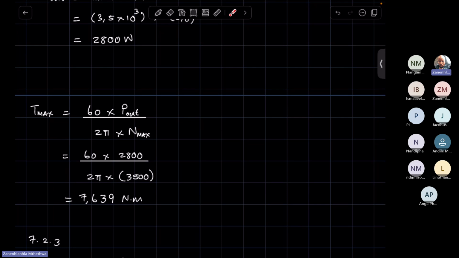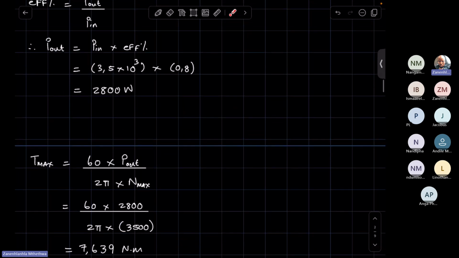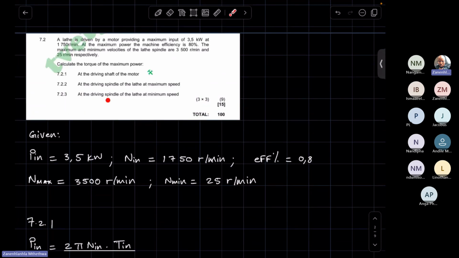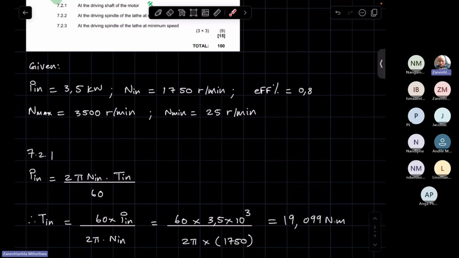So I'm saying that to say this: once you've calculated T, the torque at maximum speed, at minimum speed you would expect that your torque will be much higher than this. Why? Because your rotational frequency of the lathe spindle will be at its minimum, meaning it will require more torque to run. So in calculating T min, the torque at the driving spindle of the lathe at minimum, they said the lathe spindle is running at 25 revs per minute.